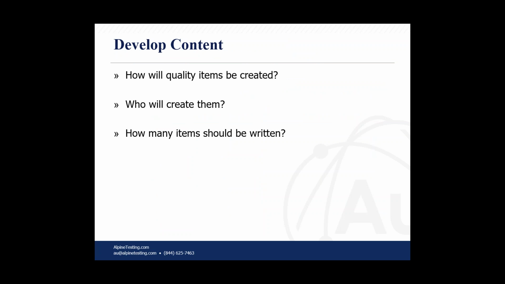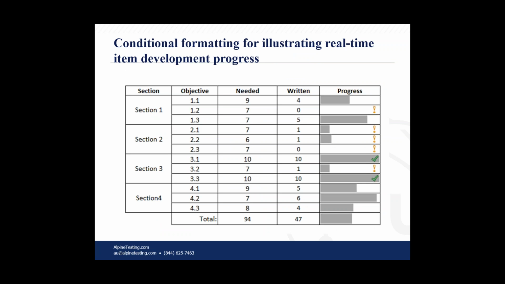Once we've decided our blueprint, we need to create test items. So in this place, you'll maybe have some item writing workshops. Again, even for something like an item writing workshop, visual displays can be helpful. So the item writers need to know what content areas to write items for and how many we have and how many we need that are still remaining to be written.